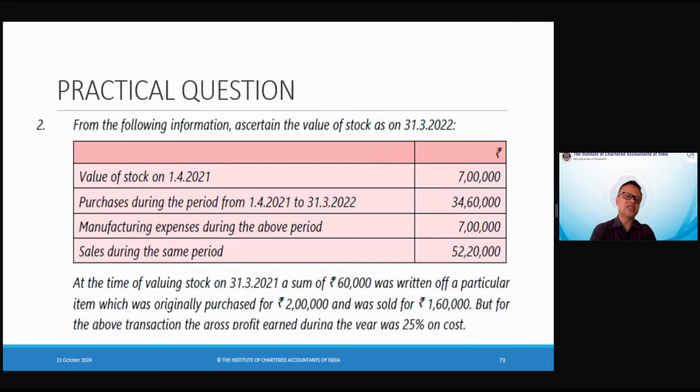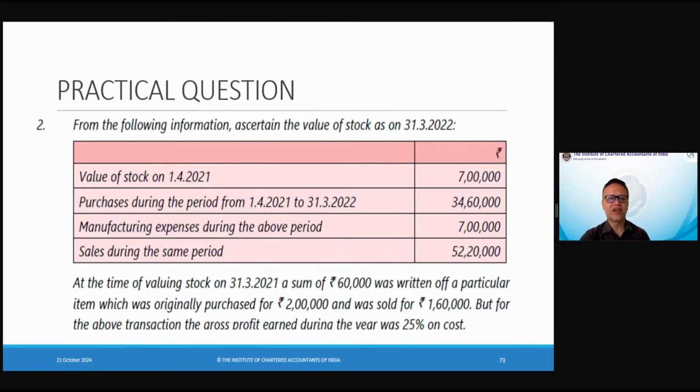Next, purchases during the period 1/4/2021 to 31st March 2022 are given as 34,60,000. These purchases will be added to your manufacturing expenses during the above period, which is 7 lakhs. So you can now put the purchases in the additions to the opening stock to get the closing stock. Sales during the same period are given as 52 lakhs 20,000.